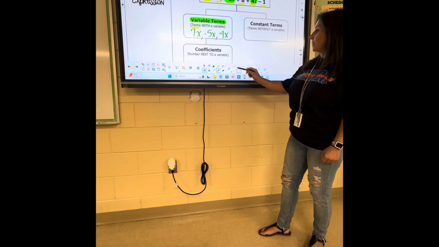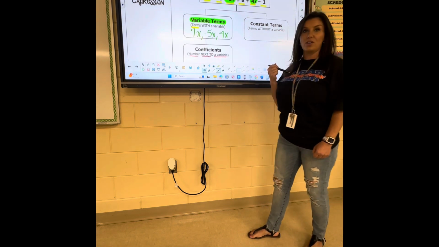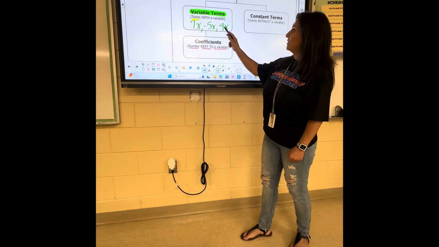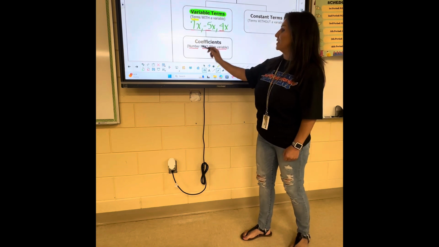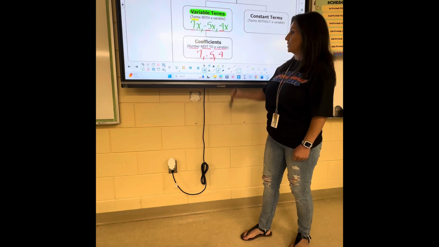Next thing, we're going to talk about coefficients. So coefficients are the numbers next to the variables. So in this case, we're going to look at these terms that have the variables, and we're going to look at the number that's directly in front of those. So in this case, I have 7, negative 5, and 4.